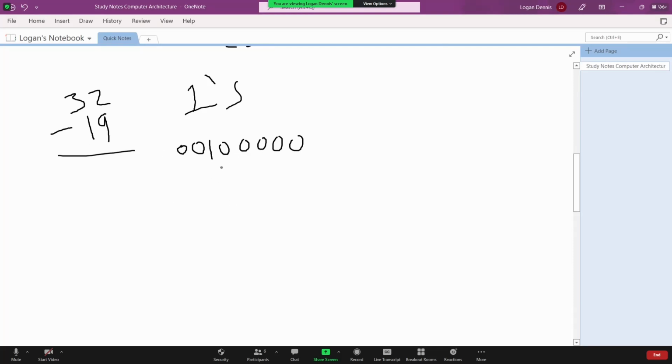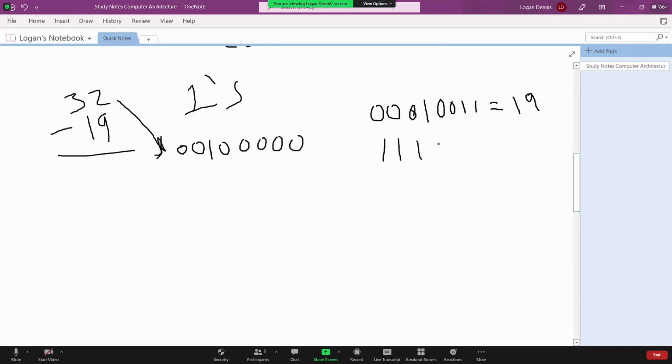And then 19 is 0 1 0 0 1 1, and then put like 2 zeros before that. So this is positive 19 right here. Yeah, so you've got to make it negative. Since we're subtracting, we flip it, and it becomes negative 19.